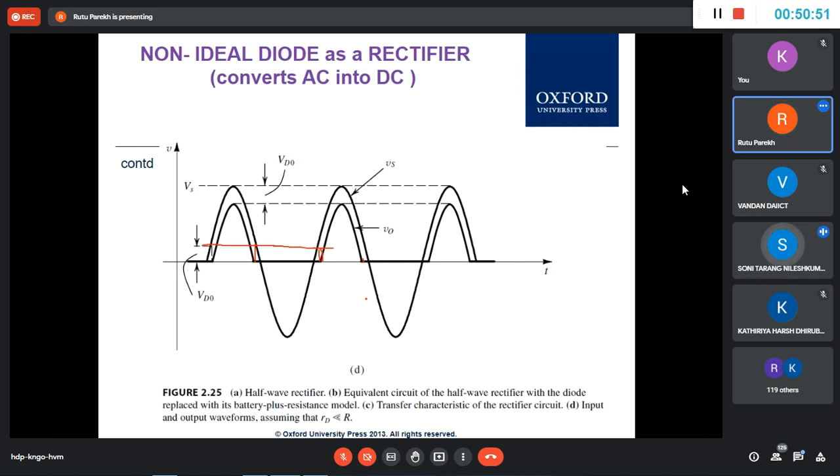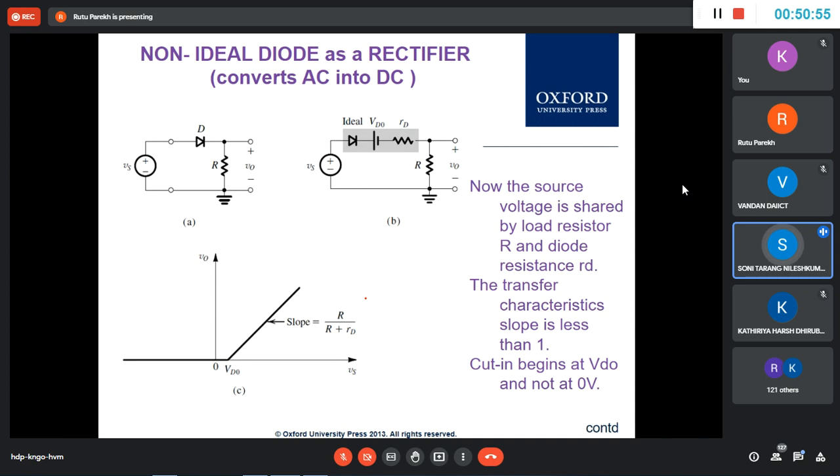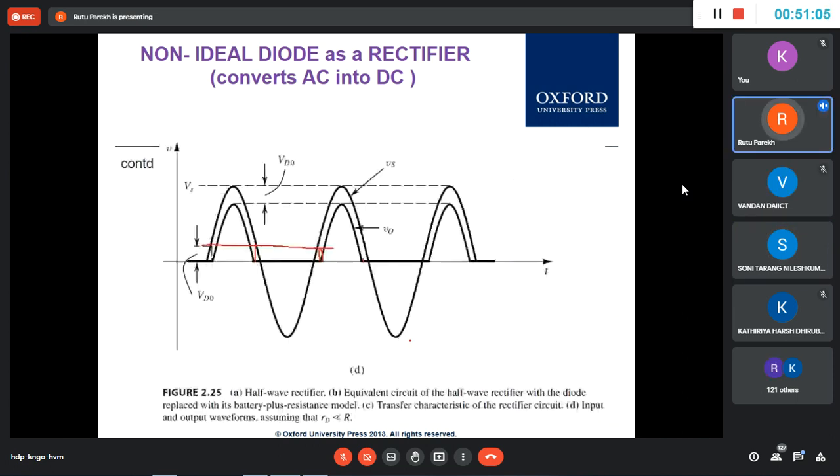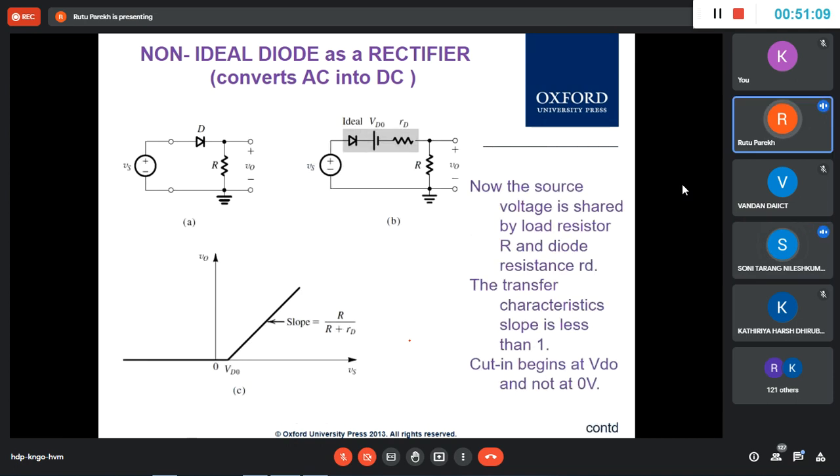Hello, ma'am. Madam, can you please go to the previous slide? Here, after the input voltage is VD0, is the slope constant over here? Means, is the line a straight line? I don't get you. My question is about this line, ma'am: is this line a straight line?